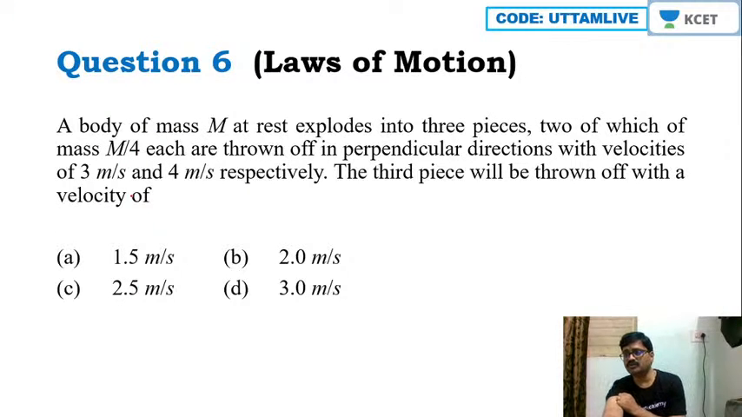Now let me move on to one question from laws of motion. A body of mass capital M at rest explodes into three pieces, two of which, of mass m by 4 each, are thrown off in perpendicular directions with velocities of 3 meter per second and 4 meter per second respectively. The third piece will be thrown off with a velocity of, okay, very beautiful question it is.